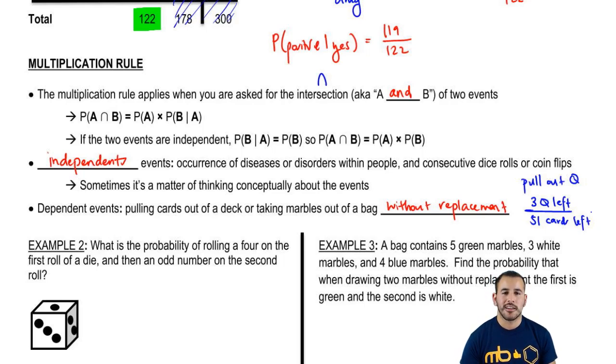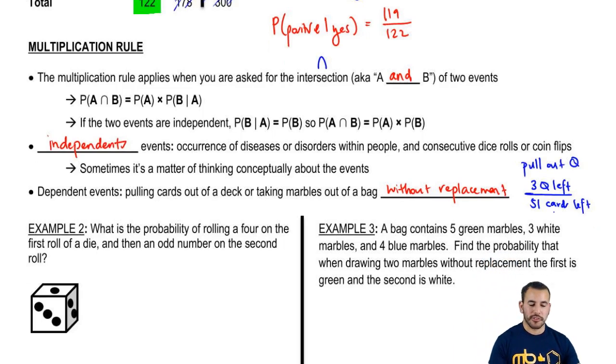Does that make sense? So that would be dependent, because the probability of me pulling a queen next time is affected by me pulling out a queen the first time and not putting it back in. Cool? Alright, so let's do some examples.